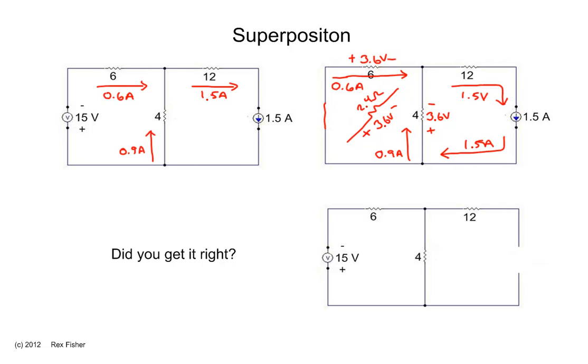Here's the result of the first circuit. 1.5 amps flow out, 0.9 flows up this way, 0.6 continues to go around here. The 0.6 and the 0.9 add up here to be 1.5 that flows through the 12 ohm resistor.